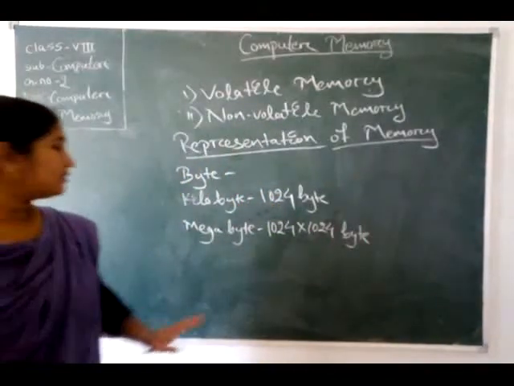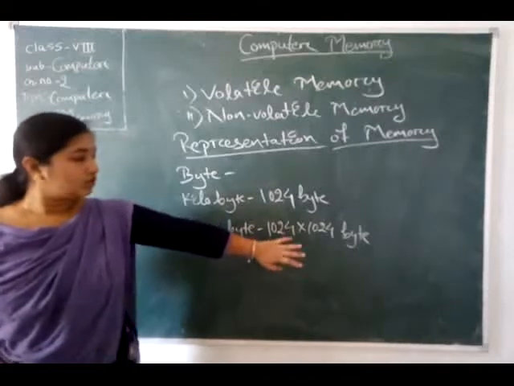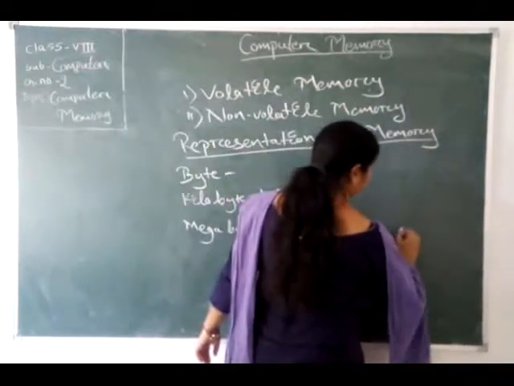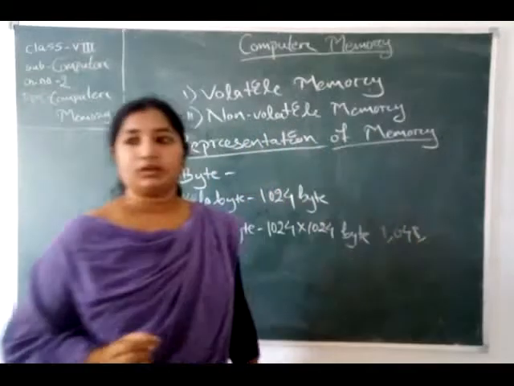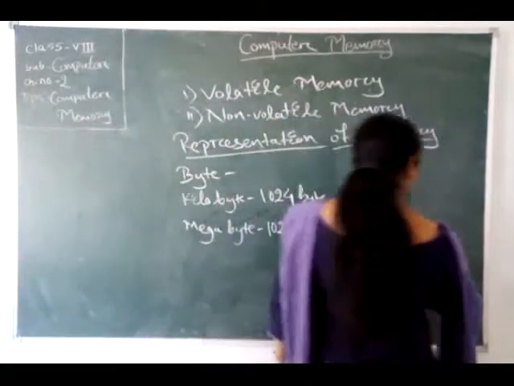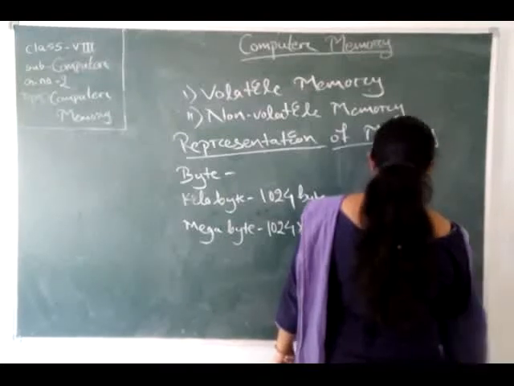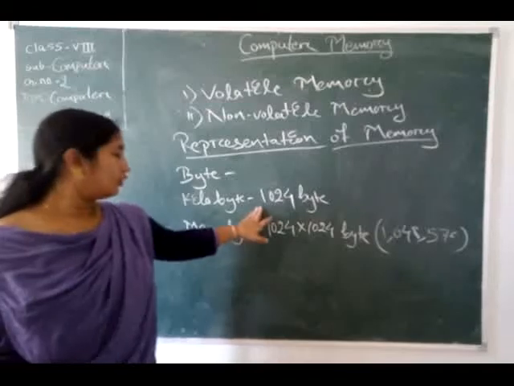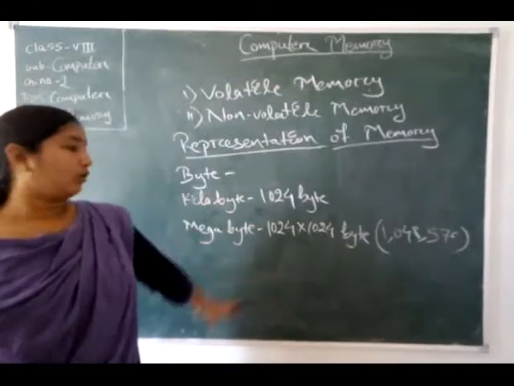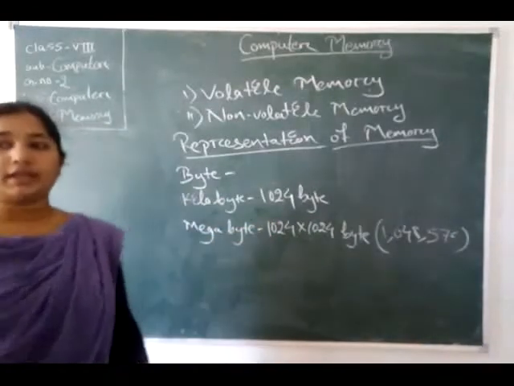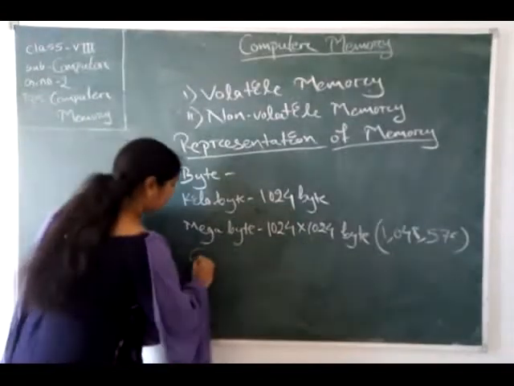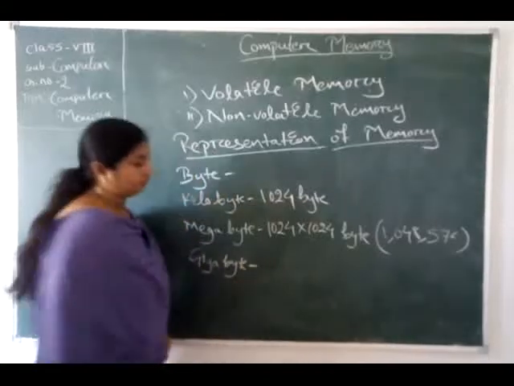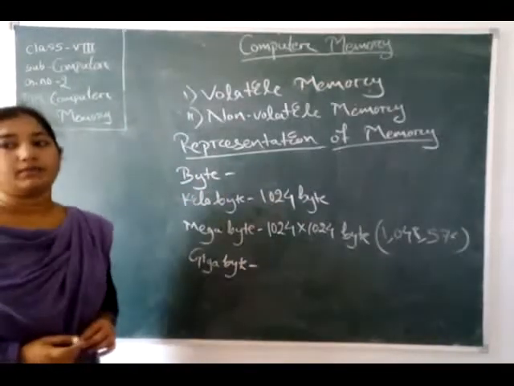And 1 megabyte is 2 kilobytes, meaning 1024 into 1024 bytes is equal to 1 megabyte. This is 1 megabyte. 1 kilobyte is 1024 bytes and 1 megabyte is 1024 kilobytes. Next is gigabyte, and after gigabyte, terabyte and petabyte.